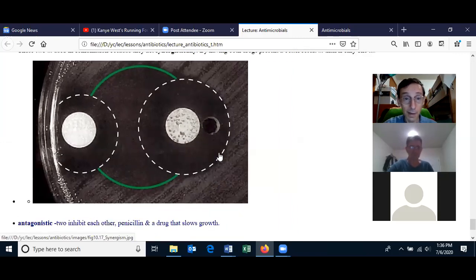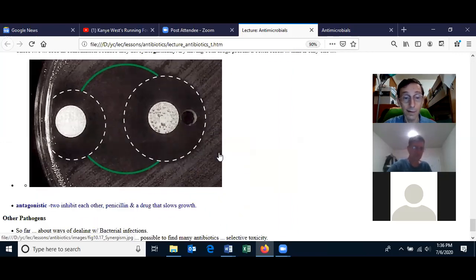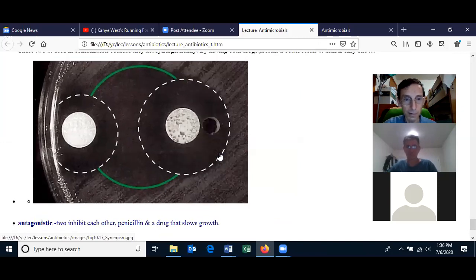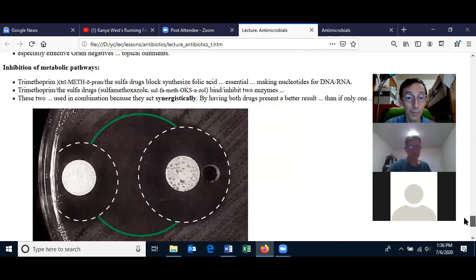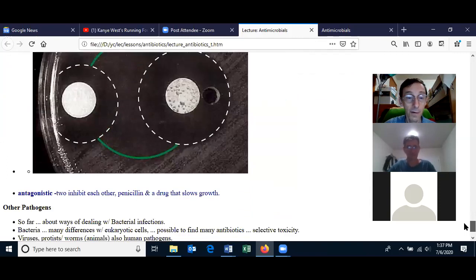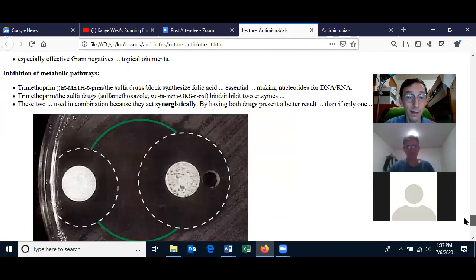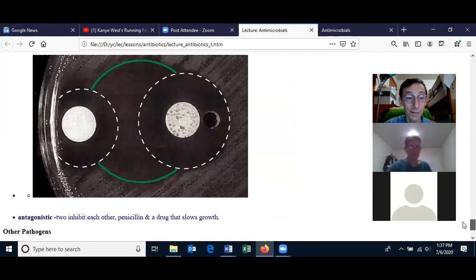And there are some antibiotics that do work that way, synergistically. And trimethoprim and the sulfa drugs work synergistically. There are other antibiotics that sometimes work synergistically together.